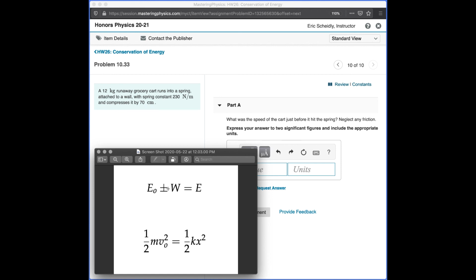There's no work done along the way because the spring force, like gravity, is a conservative force. There's no friction, no viscous drags, no rocket motors, nobody pushing. And so there are no non-conservative forces to do work. And so the initial energy is equal to the final energy. The kinetic energy is equal to the spring energy.